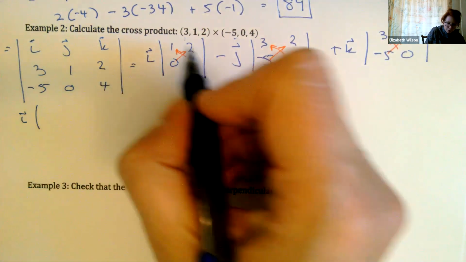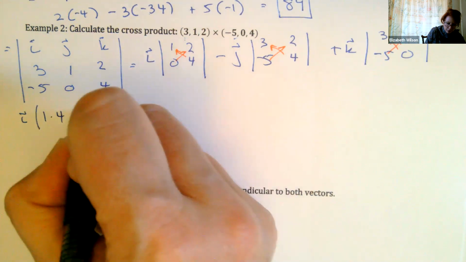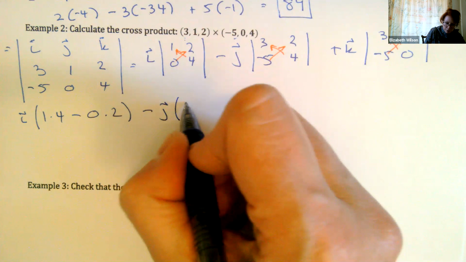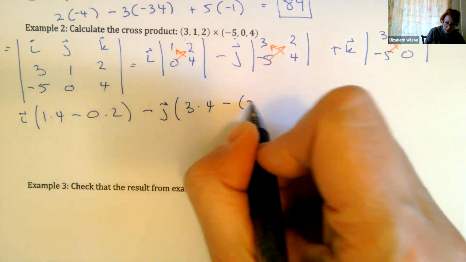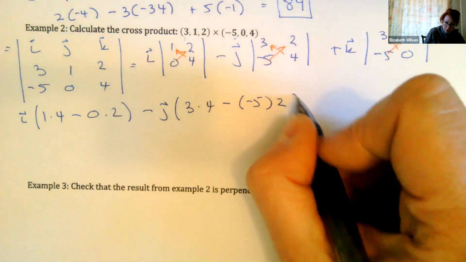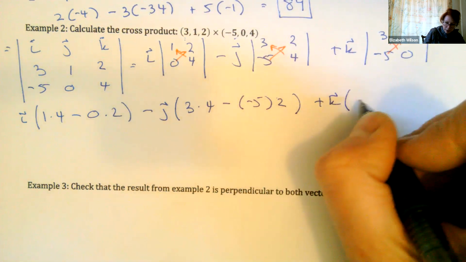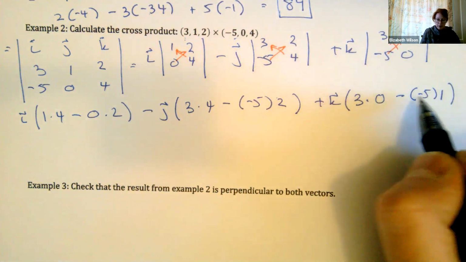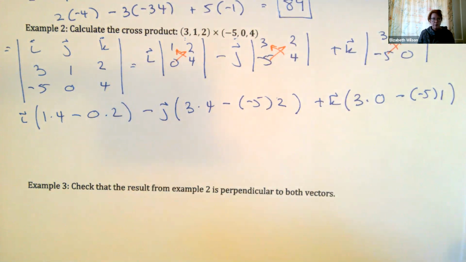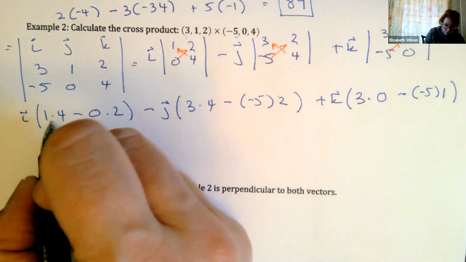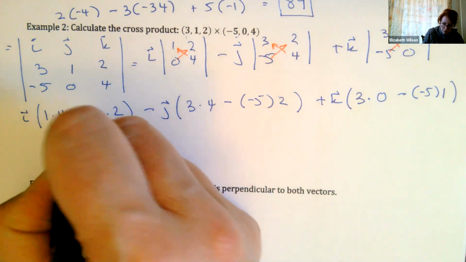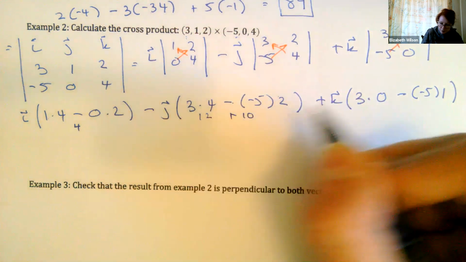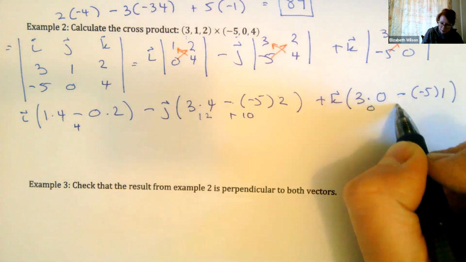I times 1 times 4 minus 0 times 2, minus j. So 3 times 4 minus, watch out, minus 5 times 2, plus k. 3 times 0 minus, watch out, minus 5 times 1. Watch out for your minus minus because you want to keep track of your signs. So this is 4 minus 0. This is 12 minus a minus 10, so 12 plus 10. This is 0 minus a minus 5.